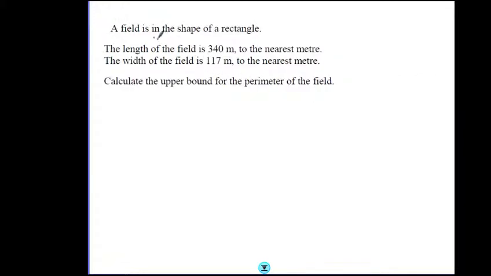Question 2. So a field is in the shape of a rectangle. The length of the field is 340 metres to the nearest metre. The width of the field is 117 to the nearest metre. Calculate the upper bound for the perimeter of the field. So let's consider what values we could have started with.